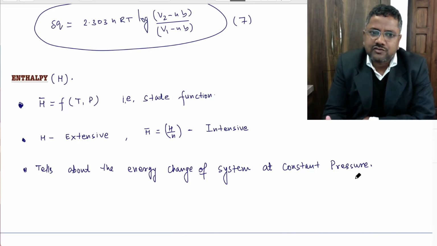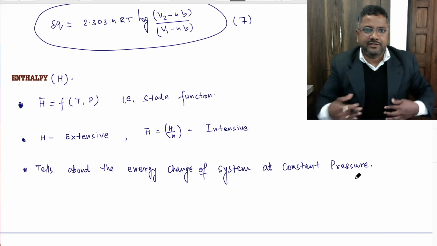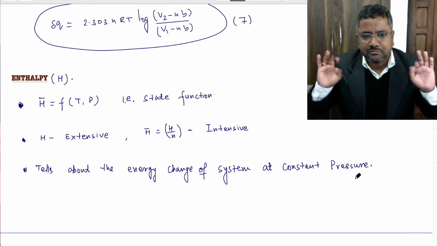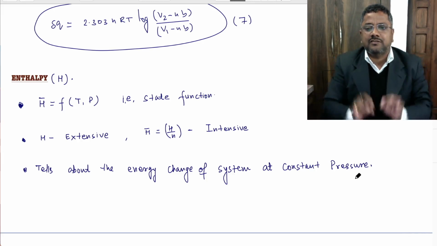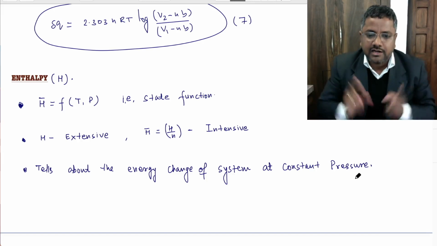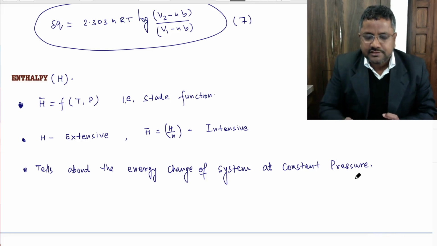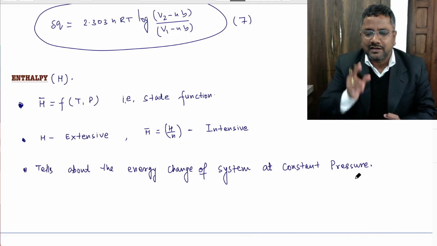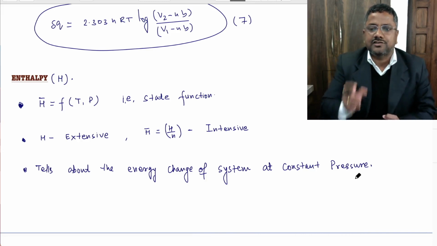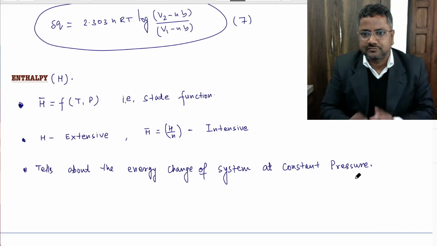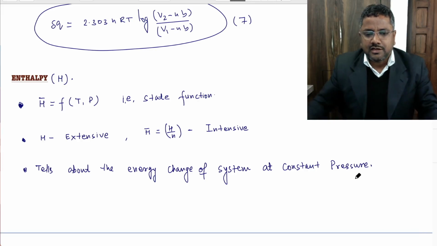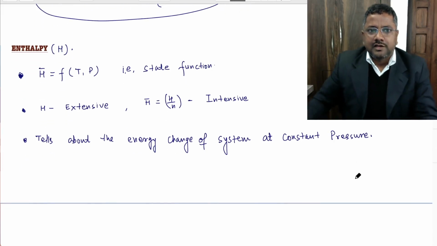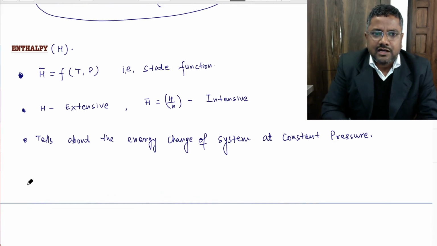And at constant volume, what energy is changing of the system, that is quantified with the help of internal energy. So this is the pinpoint difference between enthalpy and energy. Again, I am repeating, this thermodynamic function defines the energy change of the system at constant pressure. That's it, right? So H and E are related with a simple equation.